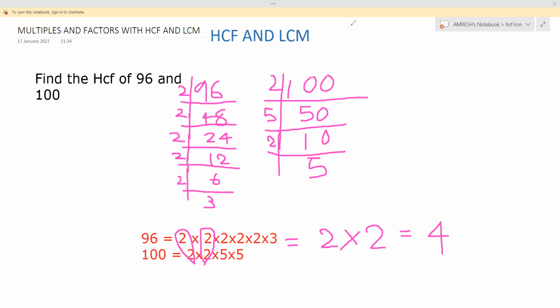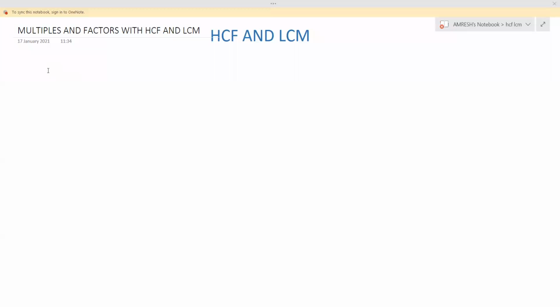Now we will learn about LCM. What is LCM? Least common multiple. I'm sorry, least common multiple. The least common factor for all the numbers is 1. Okay, remember that. The LCF of all the numbers is 1 and the HCM of all the numbers is infinite. You cannot find the highest common multiple. You can find the lowest common multiple.